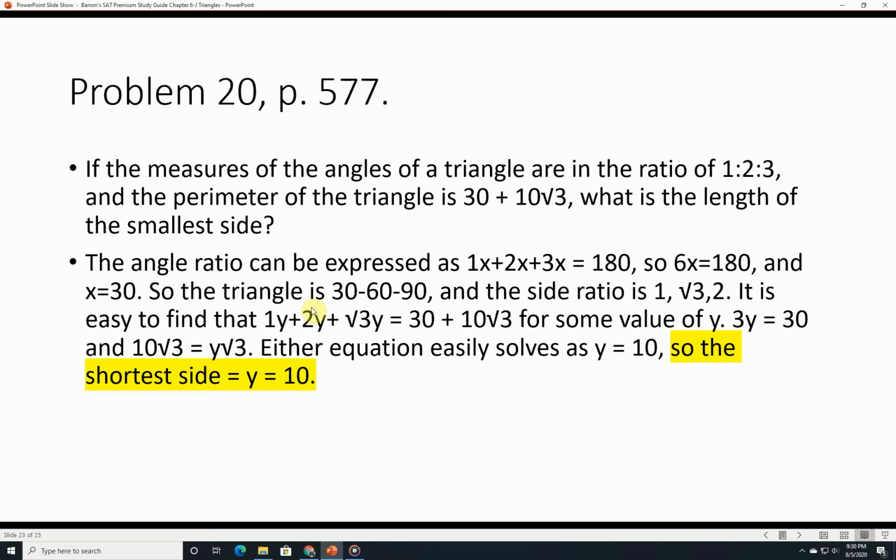Since we can see that 1y plus 2y makes 3y, 3y is going to be equal to 30, and 10 root 3 is going to be equal to y root 3. If you divide through by root 3, you quickly find out that y is equal to 10, using either one of these equations. So the shortest side is y, which is 10.